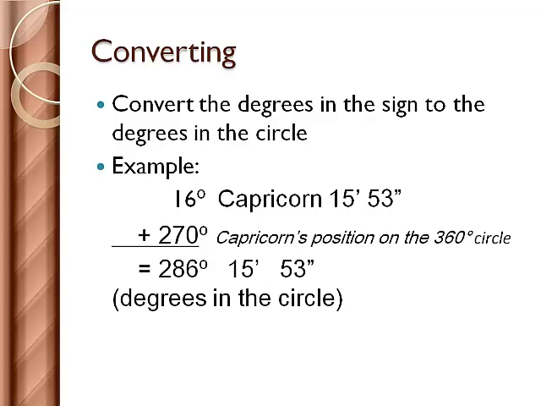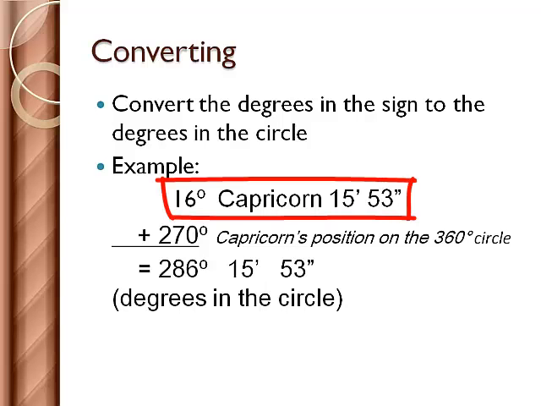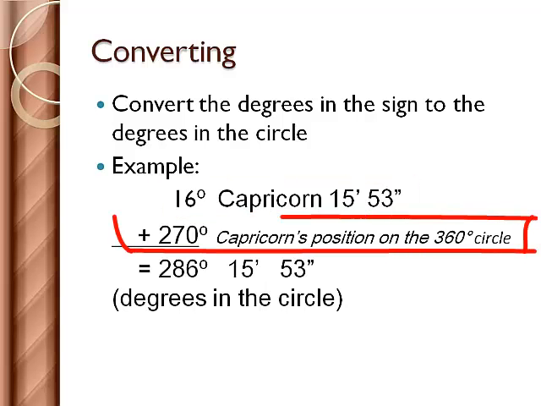Here's an example of how you would use this. If you had a planet at 16 degrees Capricorn, to calculate its absolute longitude position, you would add 270 degrees because that's Capricorn's position on the 360-degree circle.